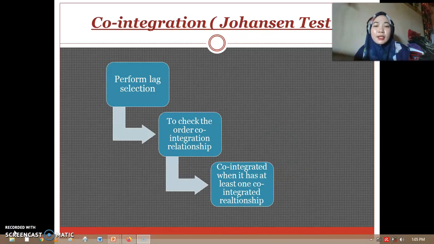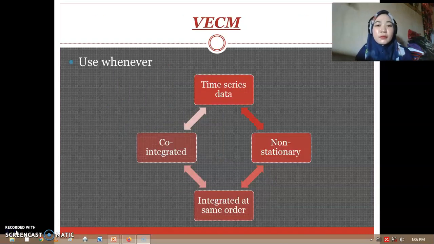In this test, I want to test whether it has a co-integration relationship or not. When it has been proved that the variables have a co-integration relationship, the model that I will use is VECM, vector error correction model. But before I perform the co-integration test, I will do lag selection to get an optimal lag. Vector error correction model is used when I have at least one co-integration relationship between the variables.